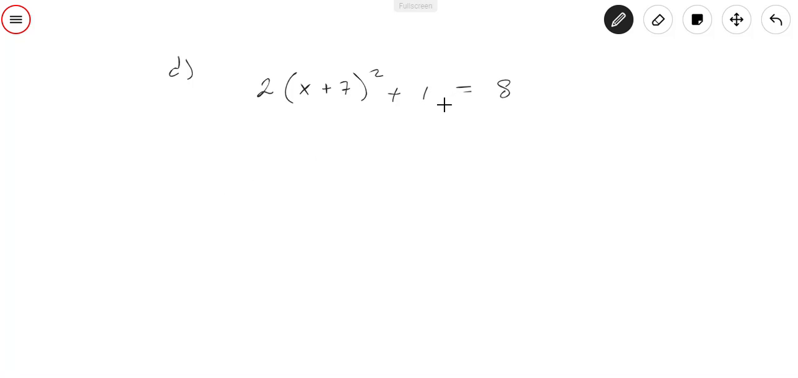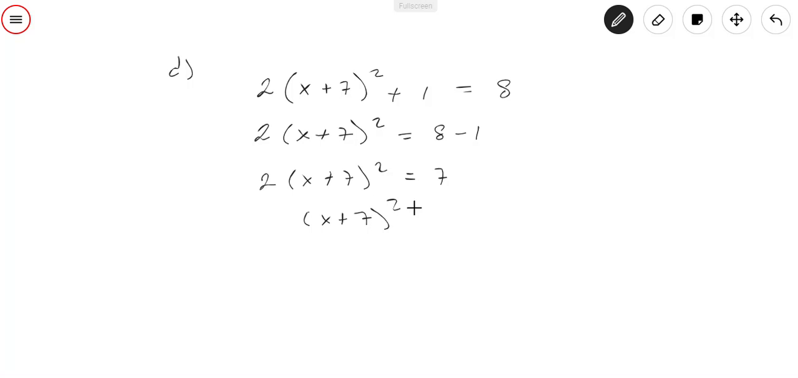So what are you doing in this case? You have to isolate the square of the binomial. So you're going to start by subtracting 1 from both sides. So you get 2 times (x plus 7) squared equals 8 minus 1, so 2 times (x plus 7) squared equals 7. Of course, now to isolate the binomial square, we have to divide both sides by 2. So we say (x plus 7) squared equals 7 over 2.